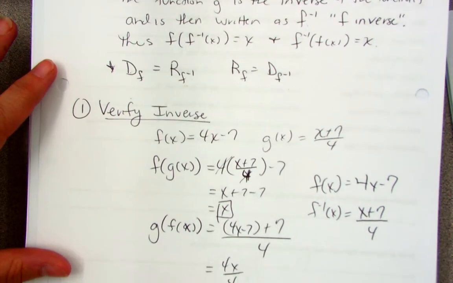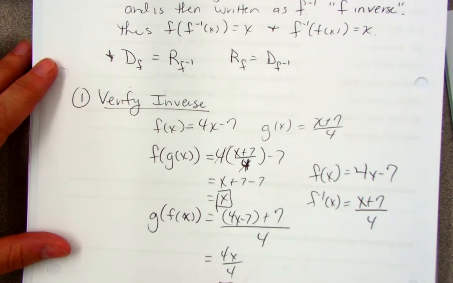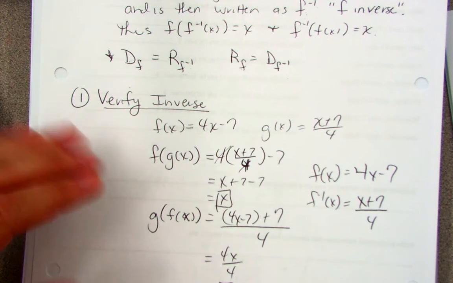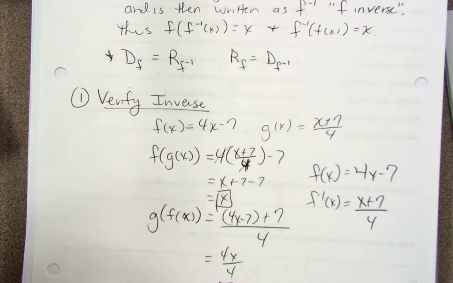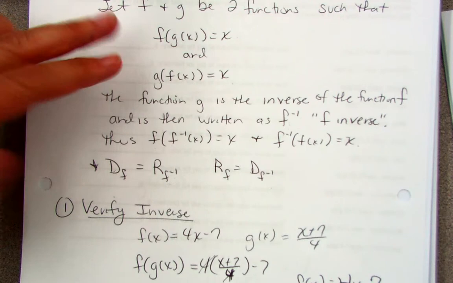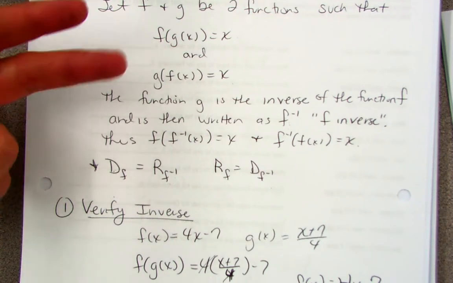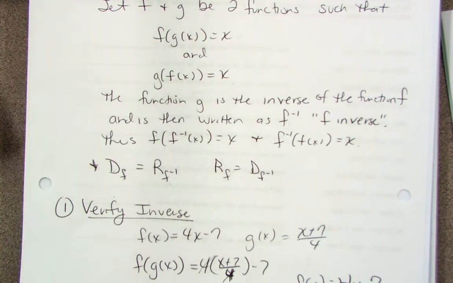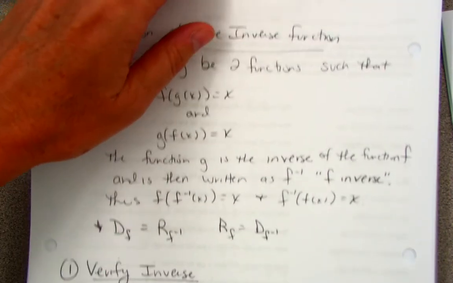So what we did is we first verified inverses. We were asked to verify or confirm that they really are inverses. That means I used that definition, right? So you had to do it both ways. If you got an x both ways, then yes, they are inverses. If you got an x and a negative x, or x and 2x, or x and anything else, then they're not inverses. In other words, they're not a nice reflection over the line y equals x.